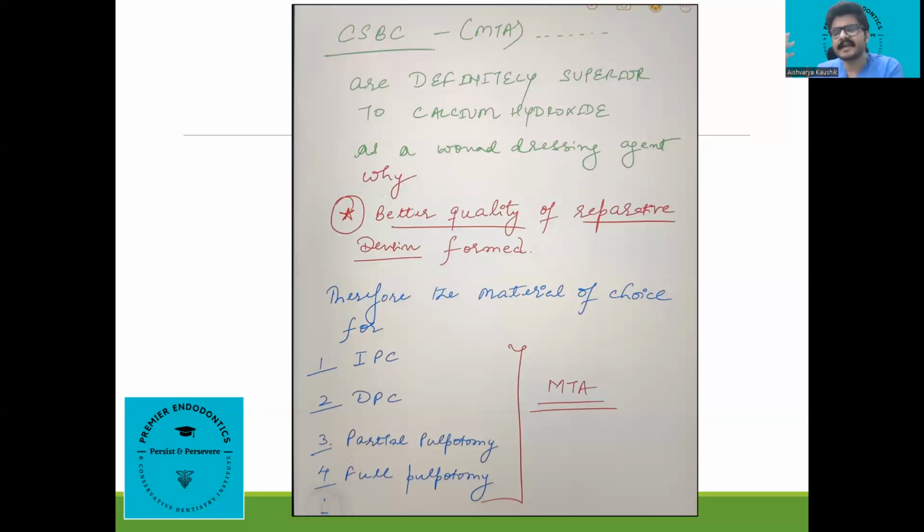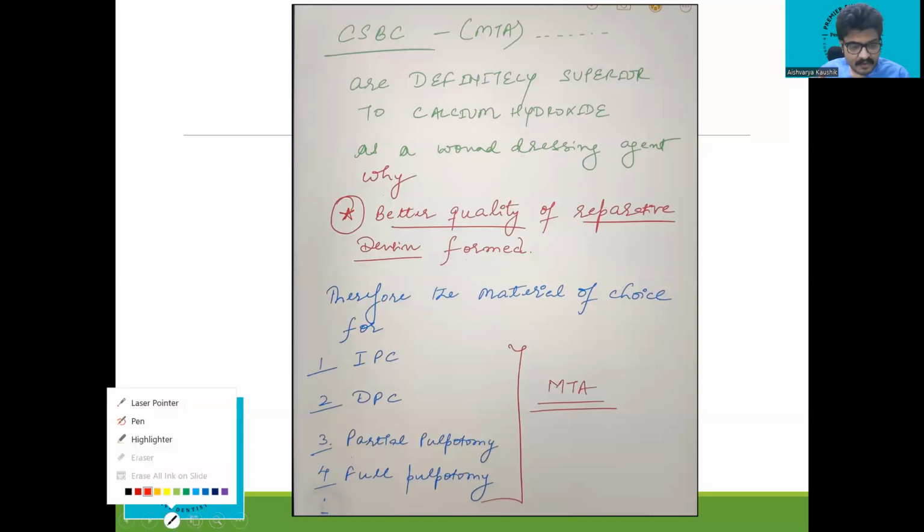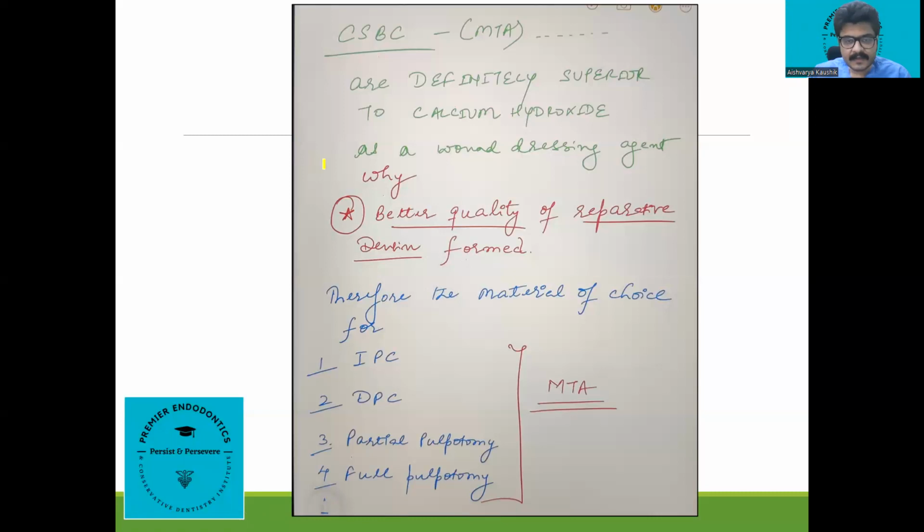In general, MTA is mentioned everywhere in our textbooks. Why? Because it is the oldest of the calcium silicate based cements. The most studies and evidence-based research have been done with MTA. So it is now beyond doubt that the better material is MTA, because the quality of reparative dentine formed is better with MTA. So that becomes the material of choice for IPC, DPC, partial pulpotomy, and full pulpotomy.